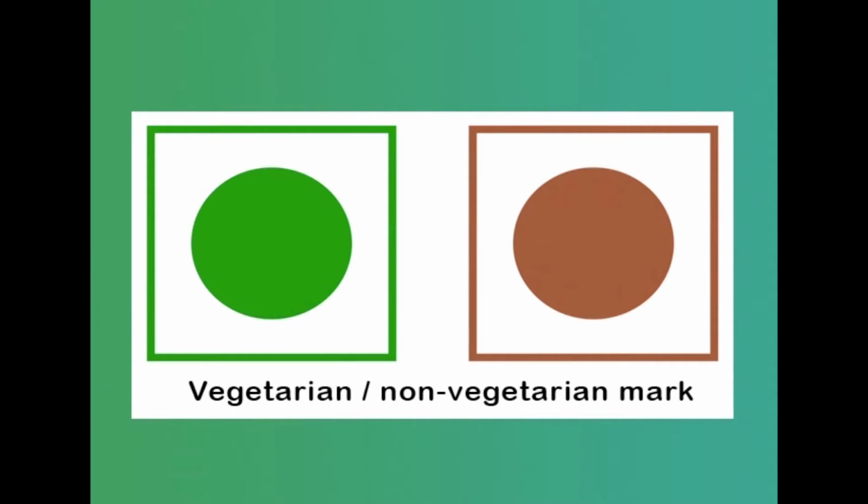Well, let us also study some other marks. These are mandatory marks or labels required by law in India, but they are not exactly certification marks. These are the vegetarian and non-vegetarian marks. Packaged food products sold in India are required to be labeled with a mandatory mark in order to distinguish between vegetarian and non-vegetarian. According to the law, vegetarian food should be identified by a green symbol and non-vegetarian food with a brown symbol.